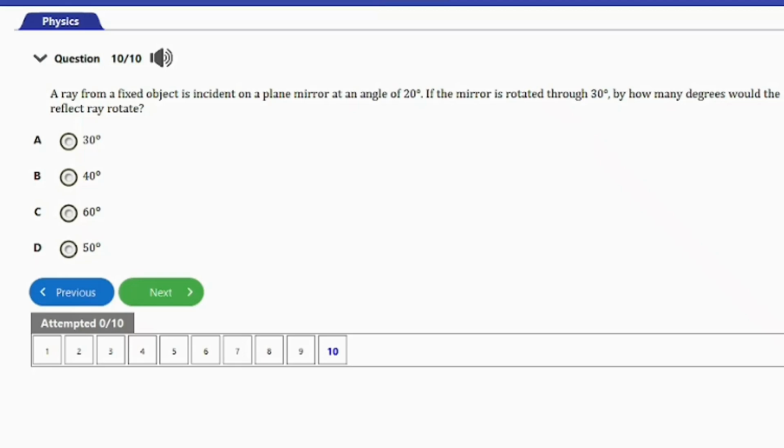It says, a ray from a fixed object is incident on a plane mirror at an angle of 20 degrees. If the mirror is rotated through 30 degrees, by how many degrees would the reflected ray rotate? So guys, this is just simple. If the object is incident on the plane mirror at an angle of 20 degrees, and then it is further rotated through 30 degrees, that means the ray will rotate 30 plus 20 degrees, and that's 50 degrees. So option D is the answer to this question.